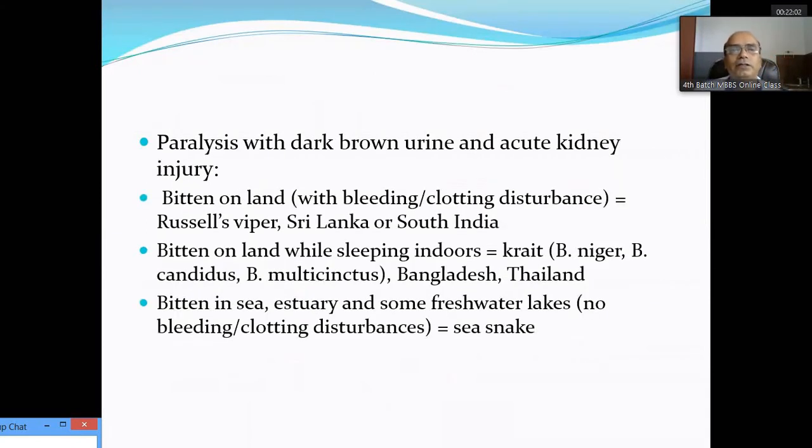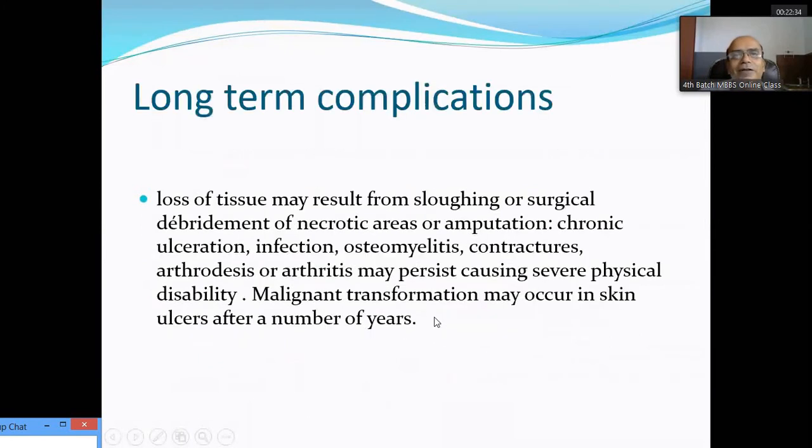This is South Indian, Russell's vipers in Sri Lanka and South India, Bangladesh, sleeping indoors on land. This is in the Tharu community, and in Nepal it is inner Terai and Terai, and even in some of the hilly regions it is found. And sea snake bite, we don't have the sea, so it's not found in our part.